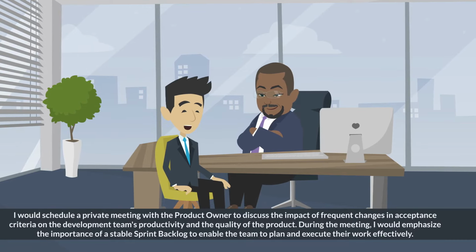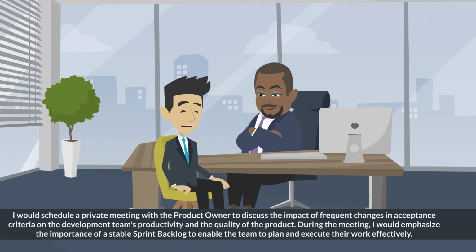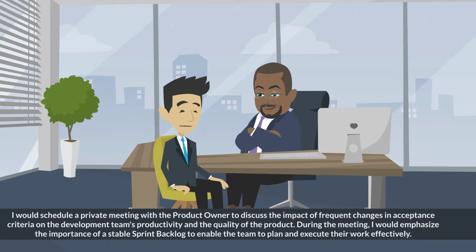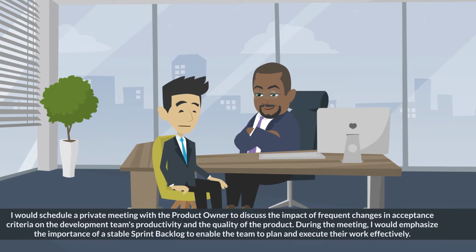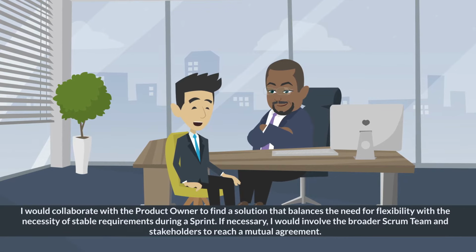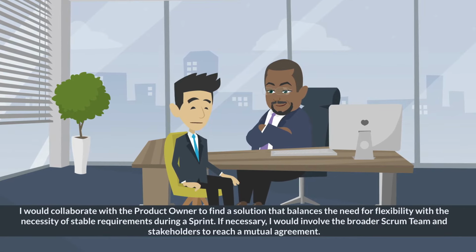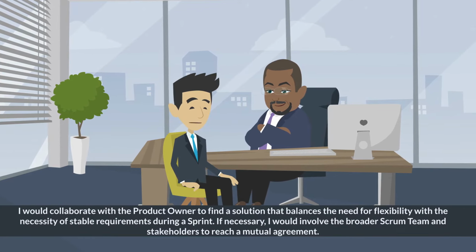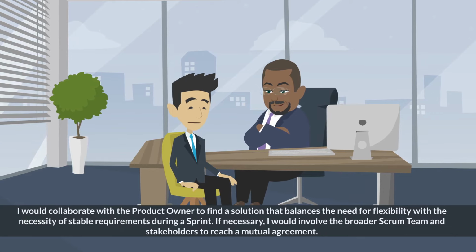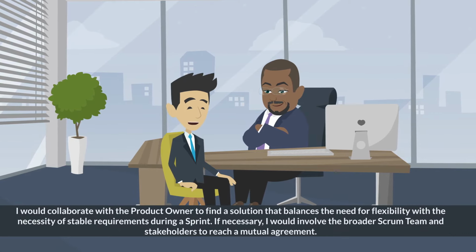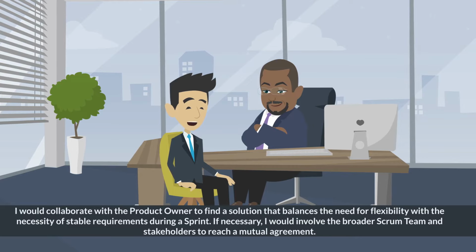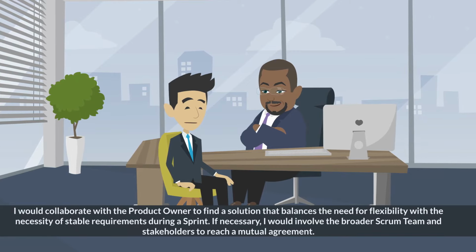During the meeting, I would emphasize the importance of a stable sprint backlog to enable the team to plan and execute their work effectively. I would collaborate with the product owner to find a solution that balances the need for flexibility with the necessity of stable requirements during a sprint. If necessary, I would involve the broader Scrum team and stakeholders to reach a mutual agreement.